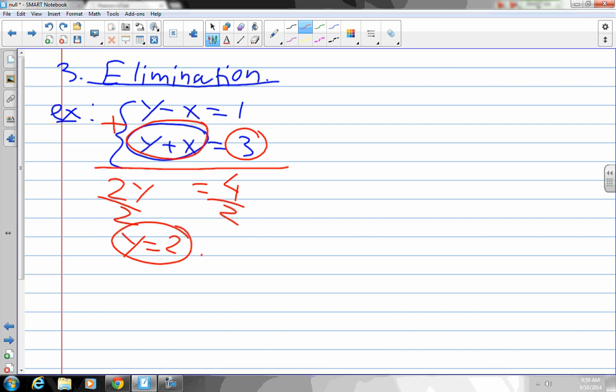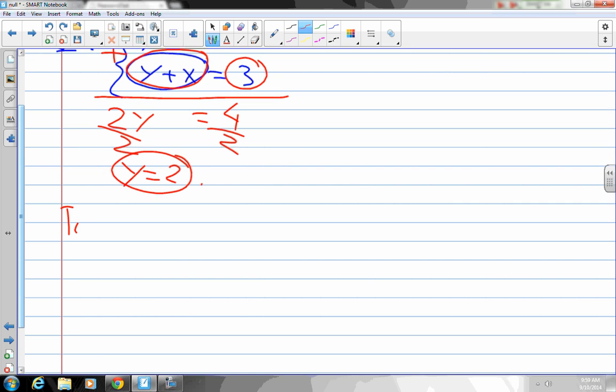To find x, you'd plug it back into any one of those equations, it doesn't matter. Or you can kill y magically and solve for x. You can do that too. But anyways, to find x, just take y equals 2 and plug it into the second equation. 2 plus x equals 3, so x equals 1. Doesn't matter which one I use.